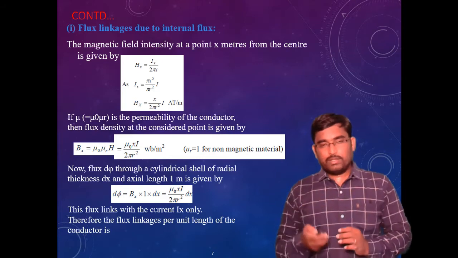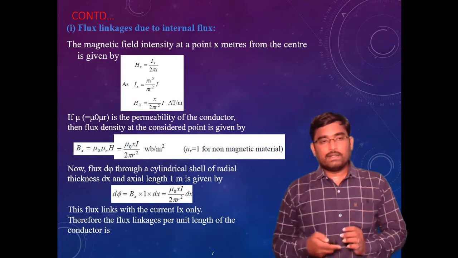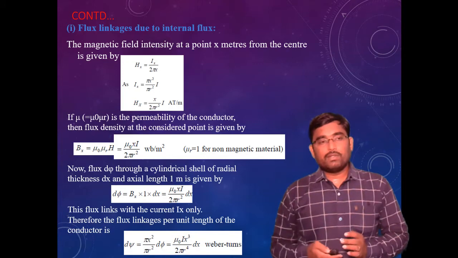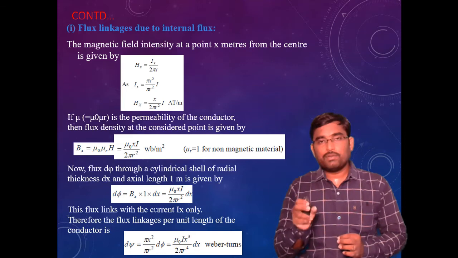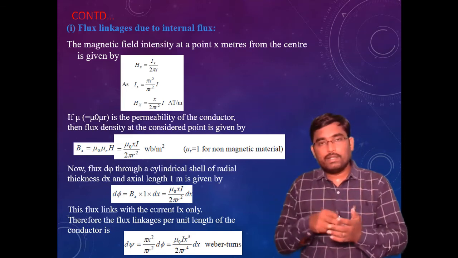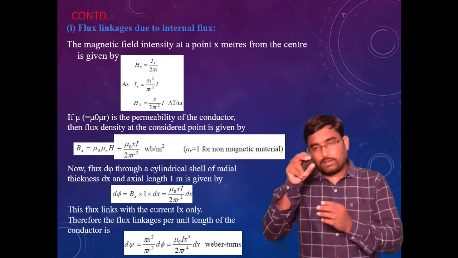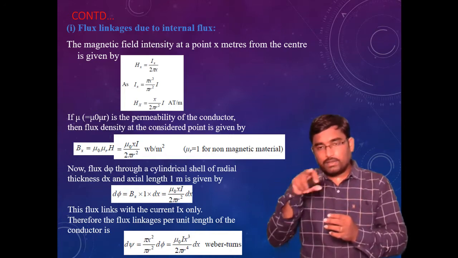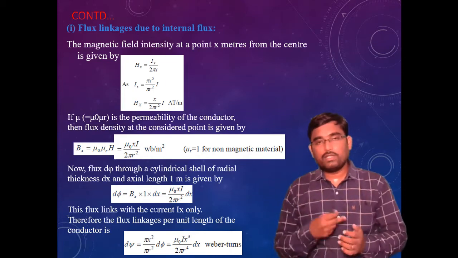Now, this flux links with the current Ix only. Therefore, the flux linkages per unit length of the conductor is dψ equals πx² by πr² into dφ. As this dφ is the flux which is linking with the πx² part only inside the conductor, in order to get the flux linkage of this part only, we need to multiply this dφ by the area of the circle having radius x divided by the area of the circle having radius r, πx² by πr². Multiplying this with dφ gives dψ.